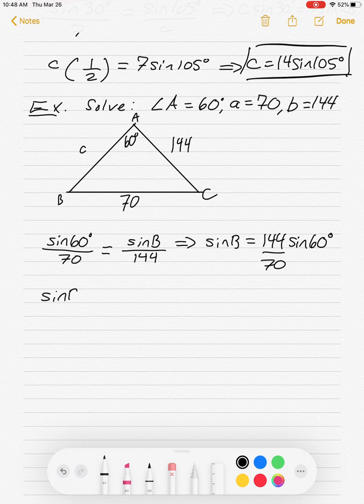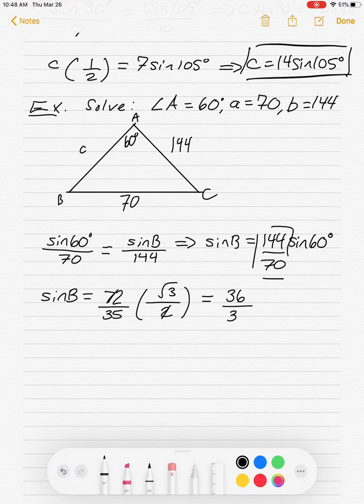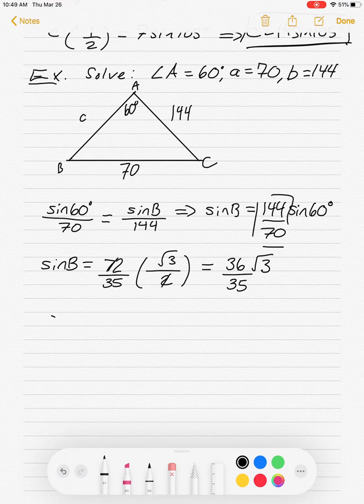Okay, let me see if I can reduce that. So let's see, I can divide at least by 2, right? What is half of 144? 72 over 35? Okay, that's a start. Sine of 60 degrees, root 3 over 2. Divide by 2. 36 35ths square root 3. So this one's a little more interesting.